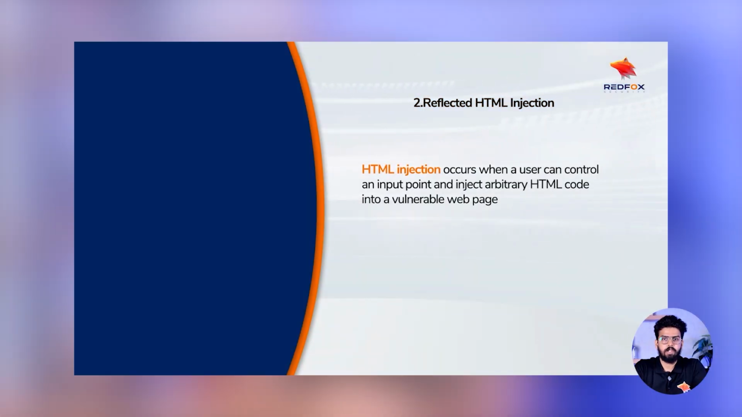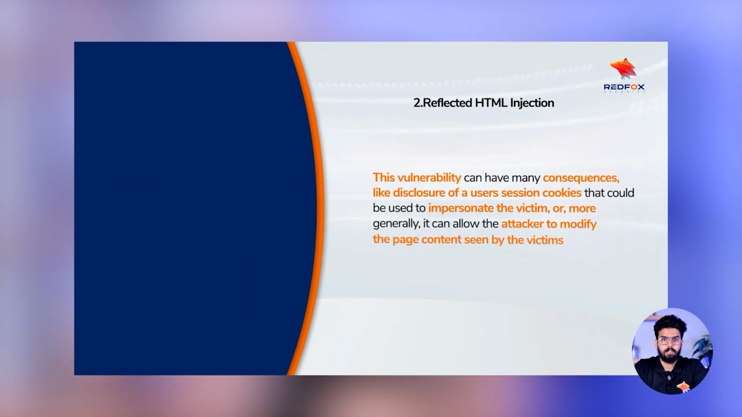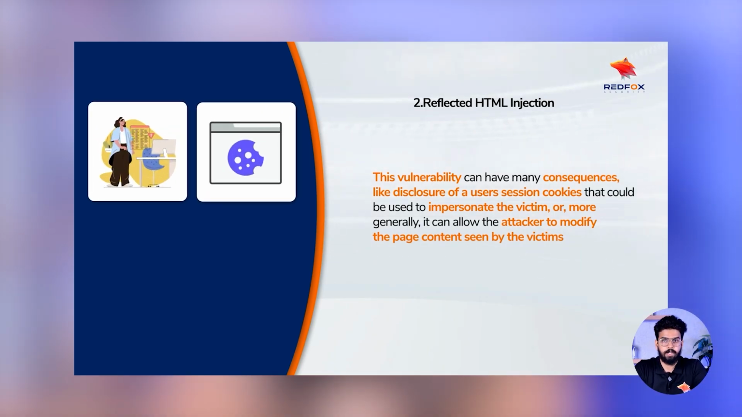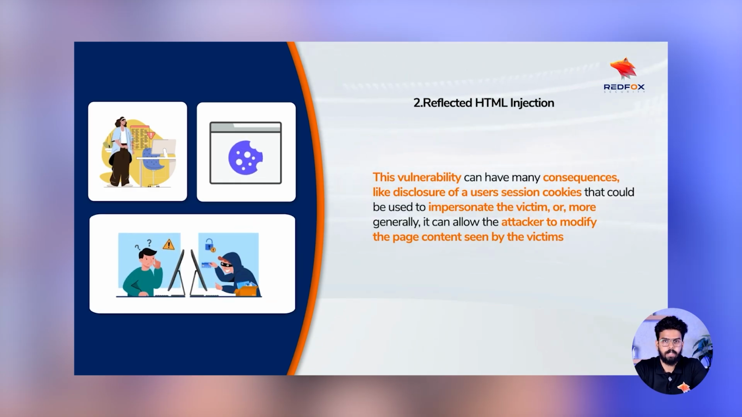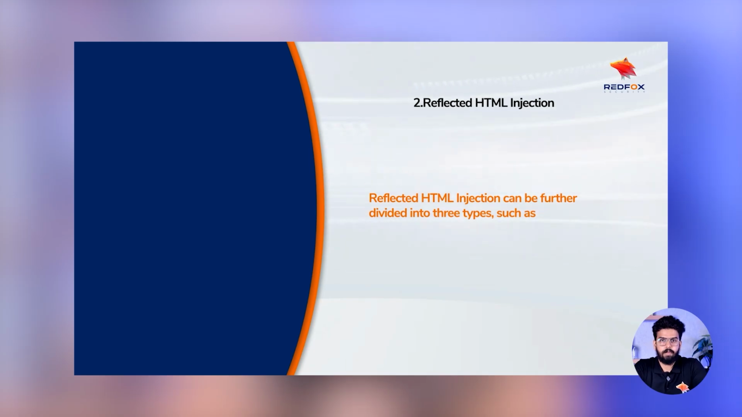Moving on to the second type, which is the reflected HTML injection. HTML injection occurs when a user can control an input point and inject arbitrary HTML code into a vulnerable web page. This vulnerability can have many consequences, like disclosure of a user's session cookies that could be used to impersonate the victim, or more generally, it can allow the attacker to modify the page content seen by the victims. Reflected HTML injection can be further divided into three types: reflected GET, reflected POST, and reflected URL.